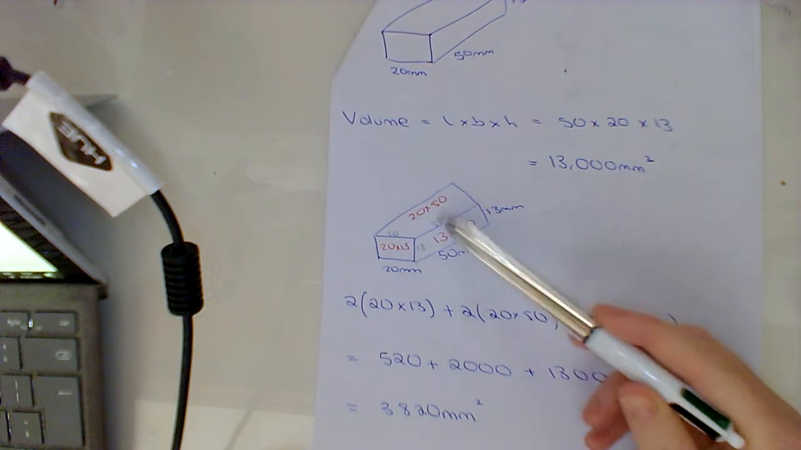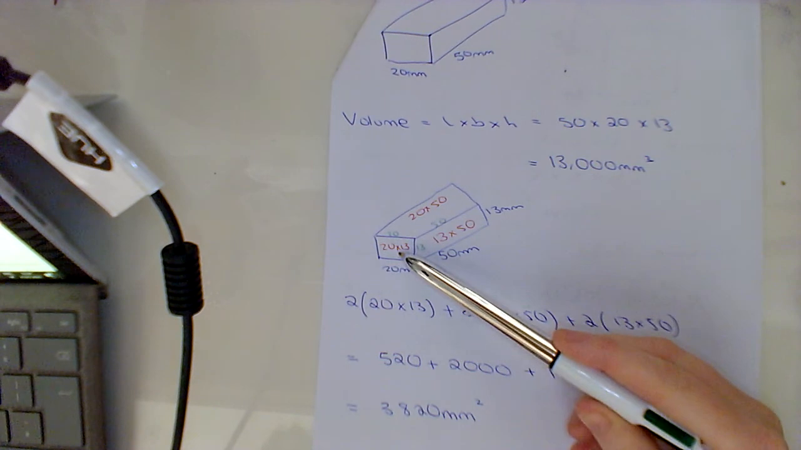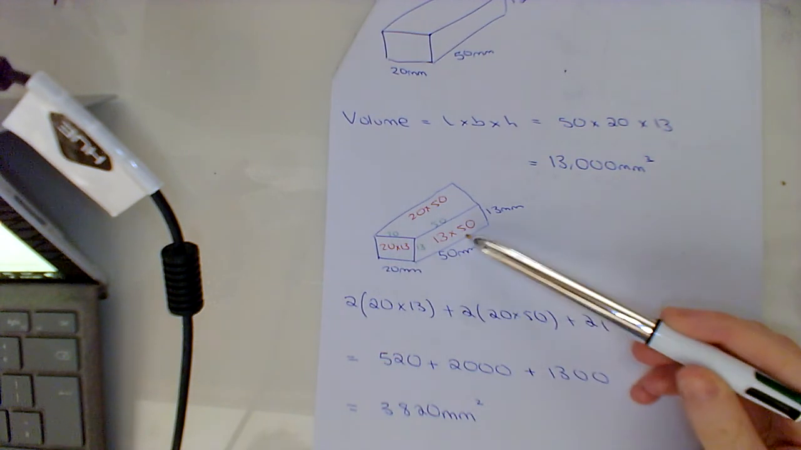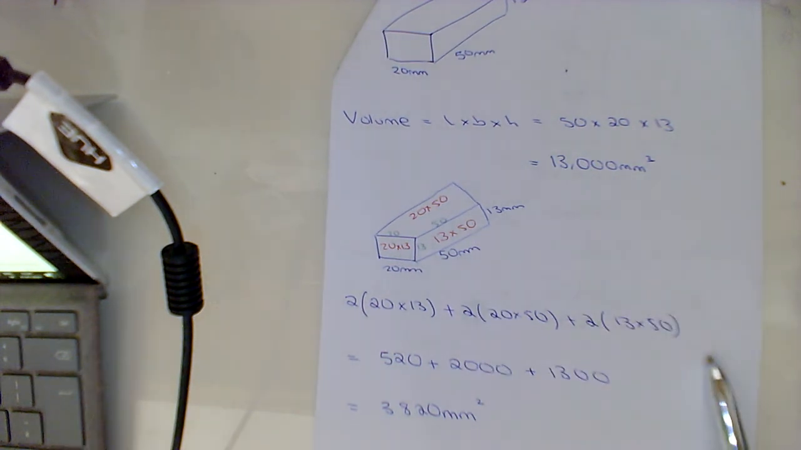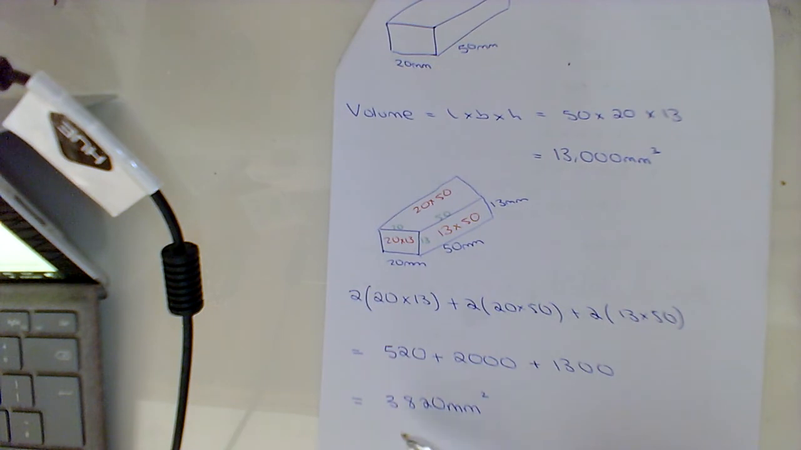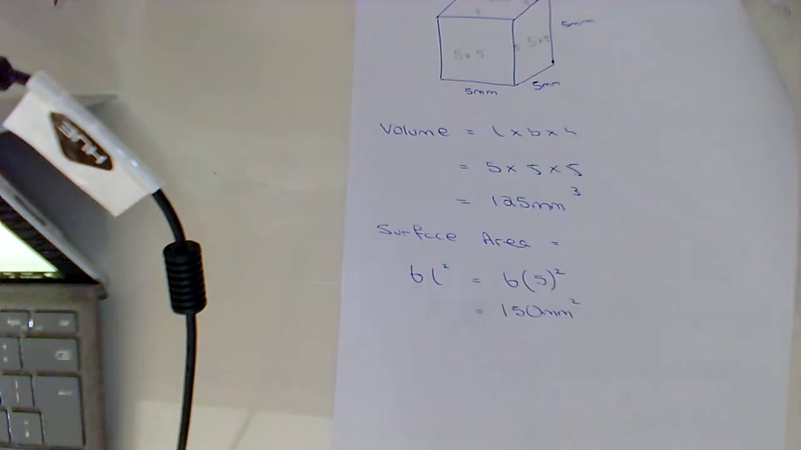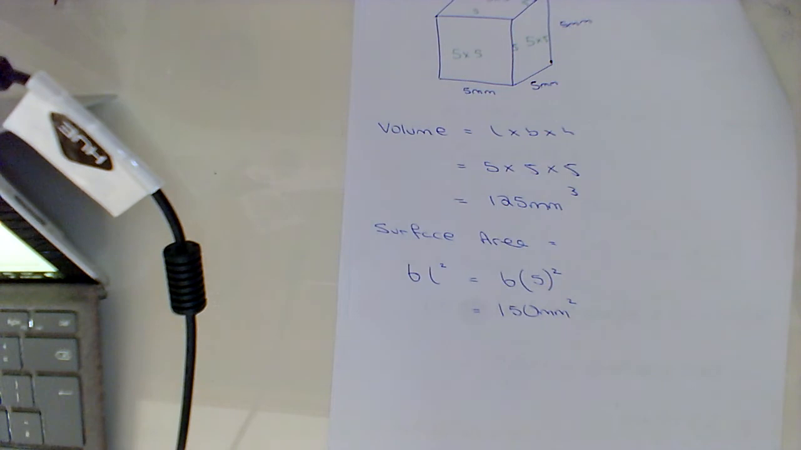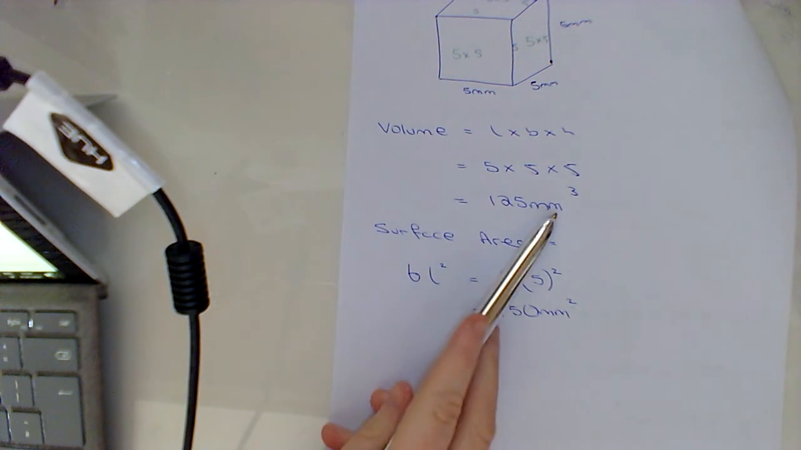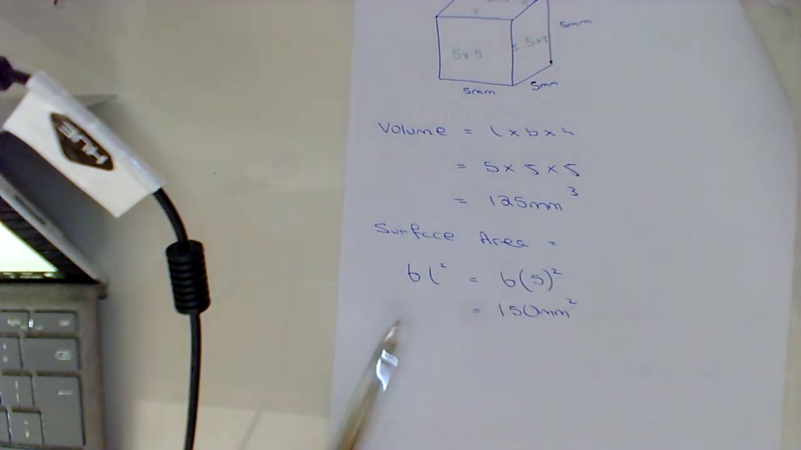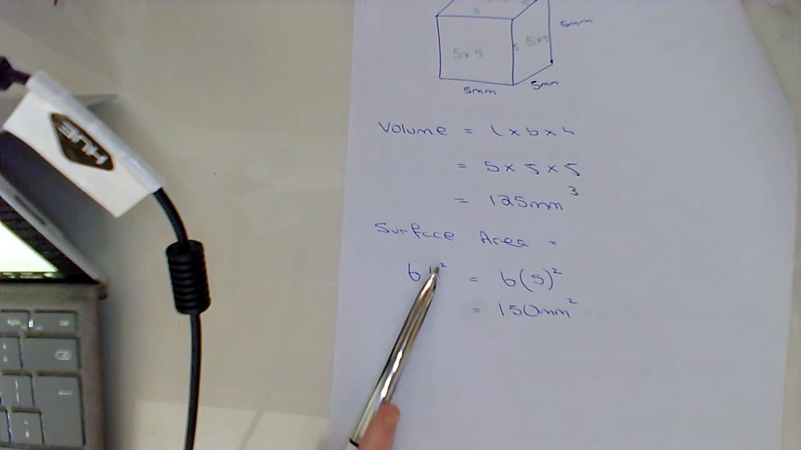So 20 by 50 for the top rectangle, 20 by 30 for this rectangle, and 13 by 50 for this rectangle, and it's 2 times all of those figures. When I work all of that out, I get 3,820 millimeters squared. And here I have another, this one is actually a cube because all sides are the same. So my volume is length by breadth by height, or you could say L cubed, and I get 125 millimeters cubed. And my surface area, the formula for a cube, is 6L squared, and I get 6 bracket 5 squared, which gives me 150 millimeters squared.